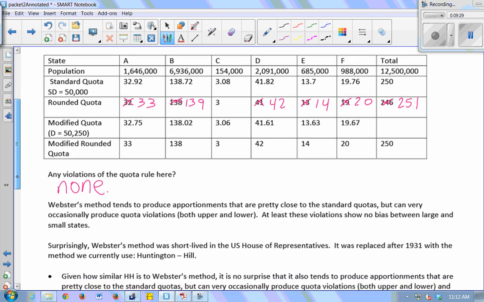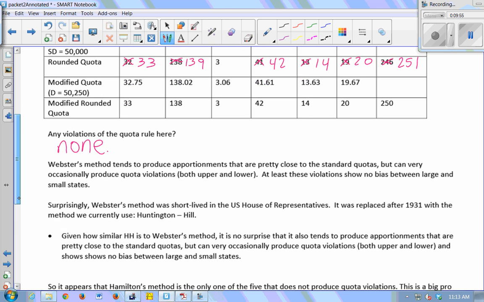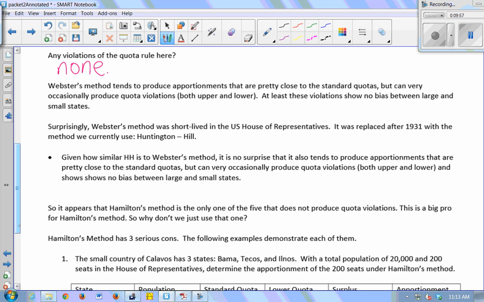So it turns out that Webster's method tends to produce apportionments that are pretty close to the standard quotas, meaning it gives either the lower quota or the upper quota, but can very occasionally produce quota violations, both upper and lower. But at least these violations seem to show no bias between large states and small states. So there are occasional quota violations, but there's no bias. It doesn't consistently give the upper hand to large or small states.